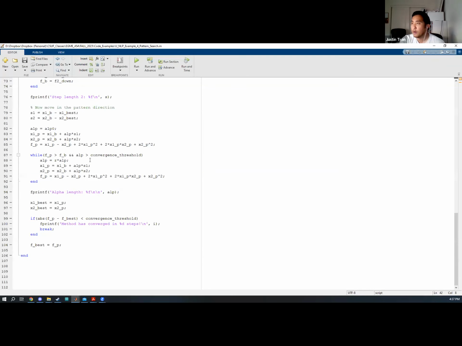And then the other important part is the pattern step, where you first of all find out the pattern direction, and then you take the optimal step in that direction. Okay. All right. Any questions on this before we move on to Nelder-Mead optimization?